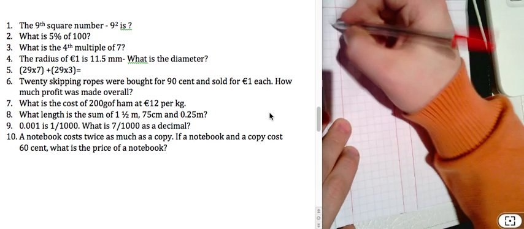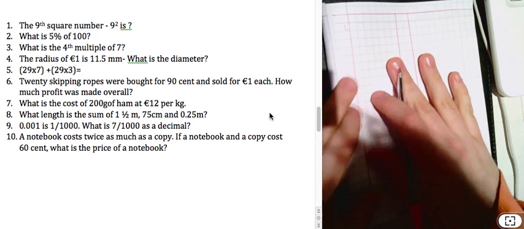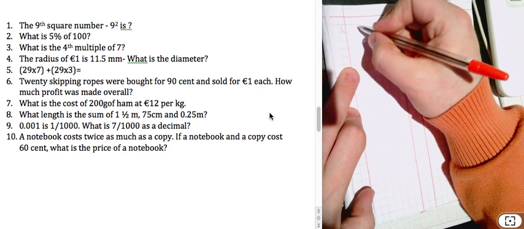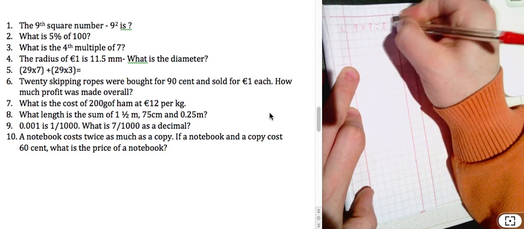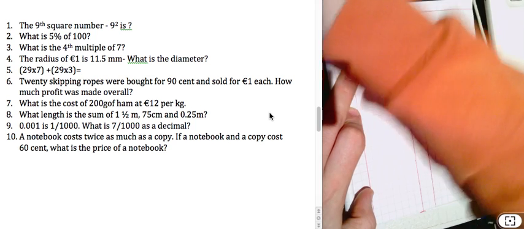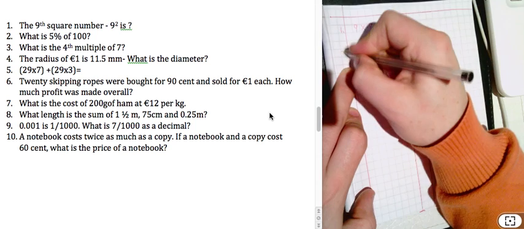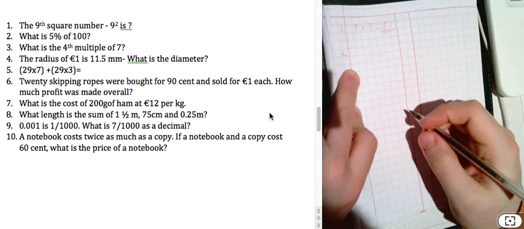Okay, so we'll start off with question 1. The ninth square number, or 9 squared, well, a square number is a number multiplied by itself, so 9 by 9 equals 81. So very quickly, number 1, 81.